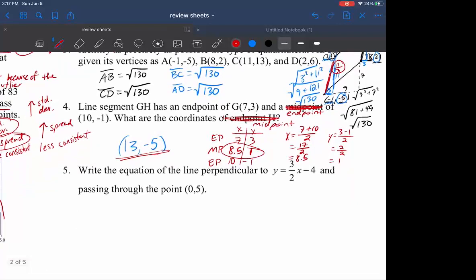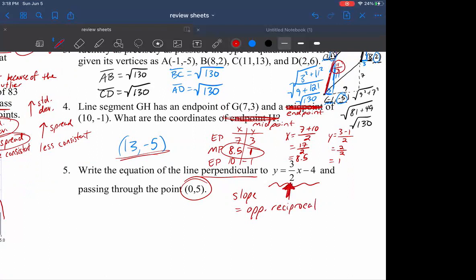All right, number 5. Write the equation of the line perpendicular to y equals 3/2x minus 4 and passing through the point 0, 5. Stop right here. We want to make an equation of a line that's perpendicular to this one right here. Perpendicular to a line means its slope is opposite reciprocal of this slope.